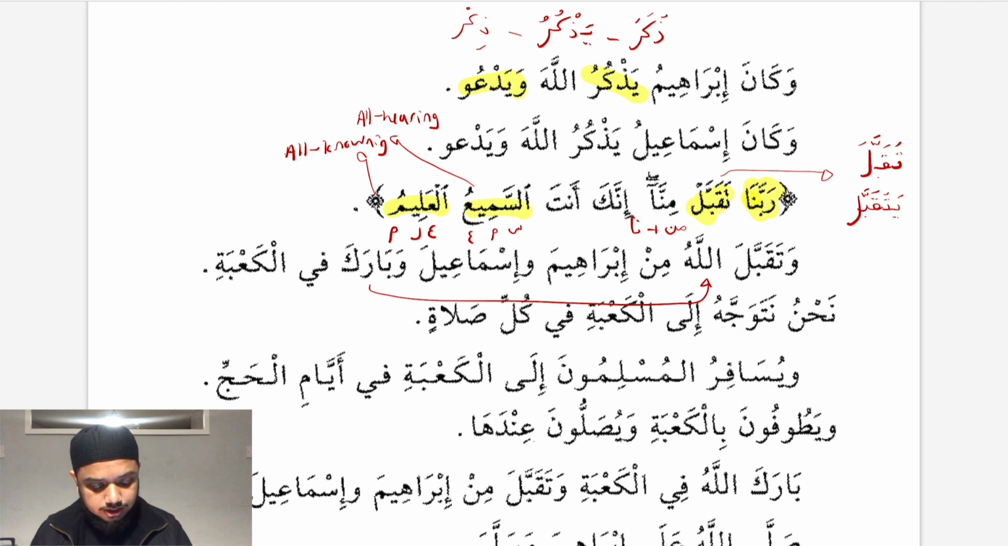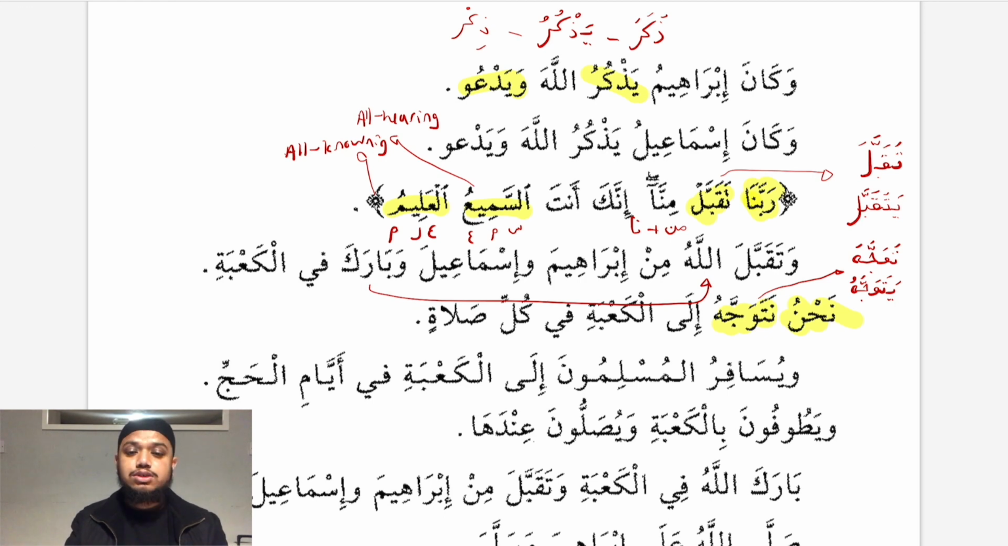نحن نتوجه إلى الكعبة في كل صلاة. نحن is a ضمير, it's a pronoun, it means we. نتوجه, توجه, يتوجه means to face. The verb توجه, يتوجه is usually followed by the harf jar, the preposition إلى, because we face towards something. So ونحن نتوجه إلى الكعبة في كل صلاة means, and we face towards the Kaaba Sharifa, in every salah.